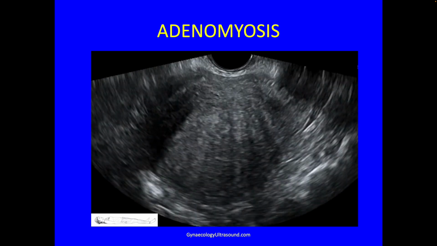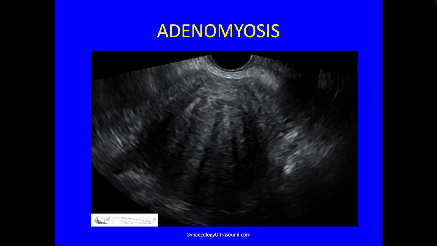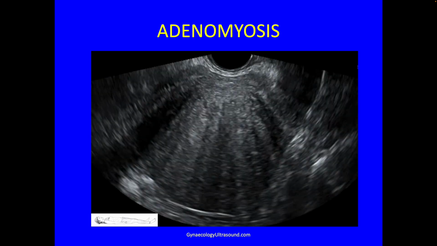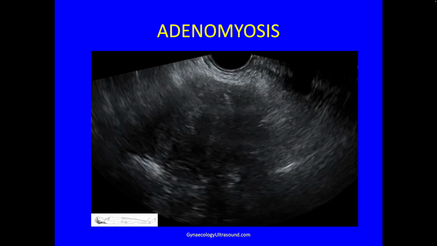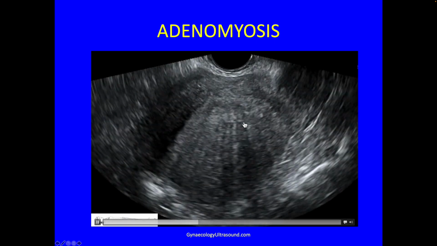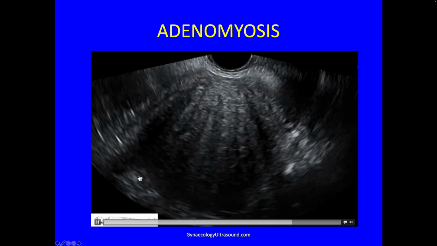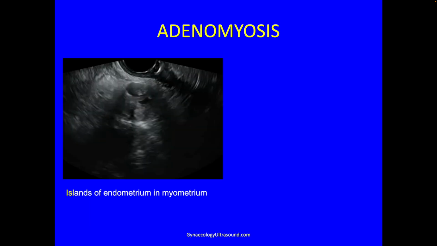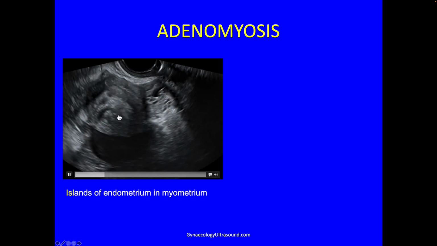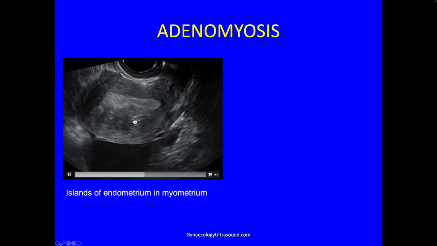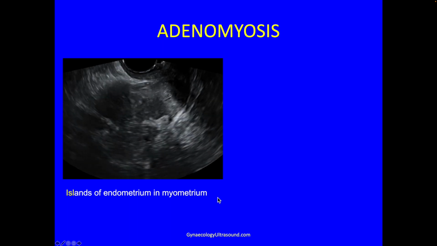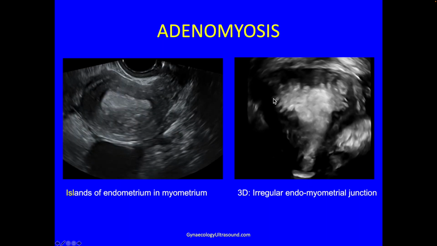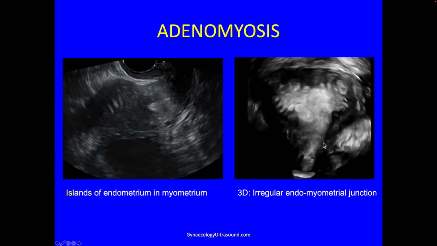In this case, you can see an anteverted uterus and the longitudinal plane going from side to side. This is a bulky globular uterus with a very indistinct endomyometrial junction, little myometrial cyst, there's the junction, and this fan-shaped shadowing. So it's typical of adenomyosis. Sometimes adenomyosis looks different, and you can see these islands of endometrium in the myometrium. And on 3D, you can see a very irregular endomyometrial junction all the way around.